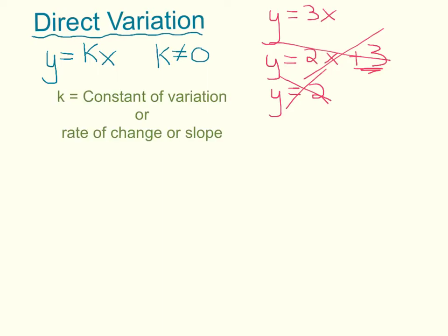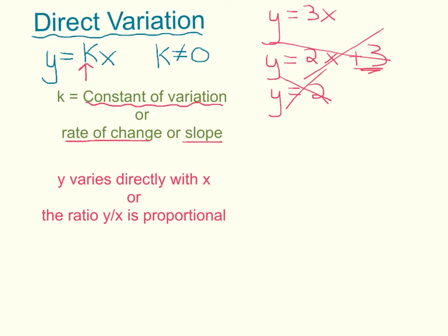The k, in this lesson, is referred to as the constant of variation, but in reality it's the same thing as the rate of change or the slope. So you can use the concepts in the previous lesson on rate of change to help you understand the value of k. Two other things that you might hear are that y varies directly with x, or the ratio y divided by x is proportional. Now let me explain what that means.